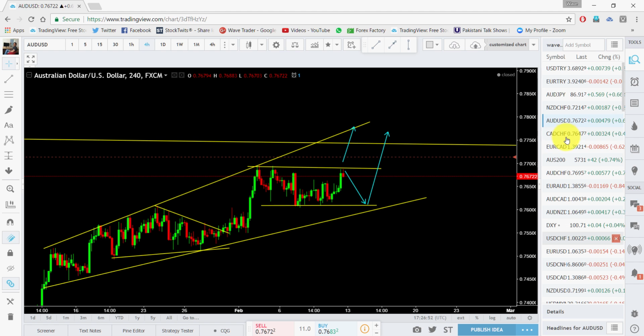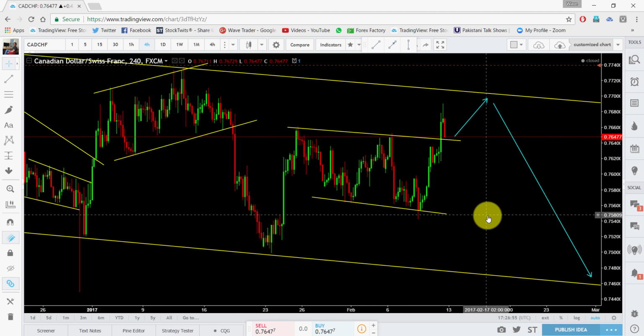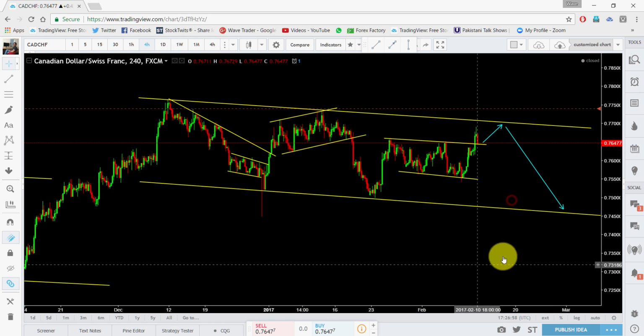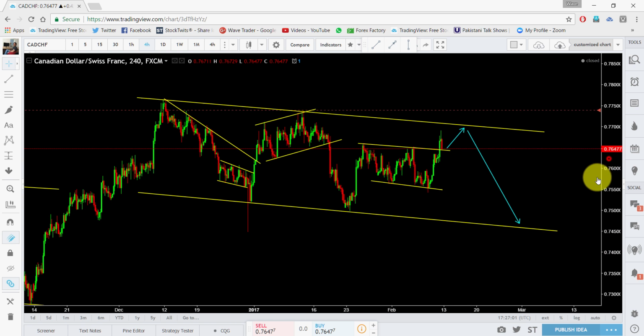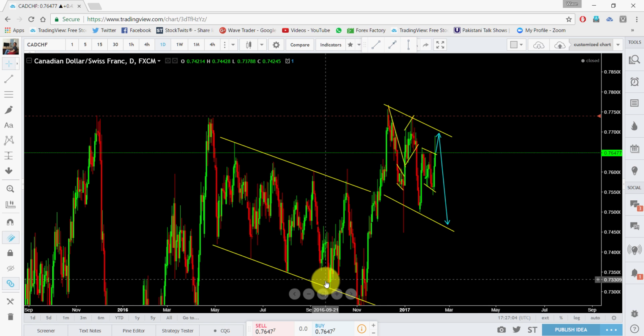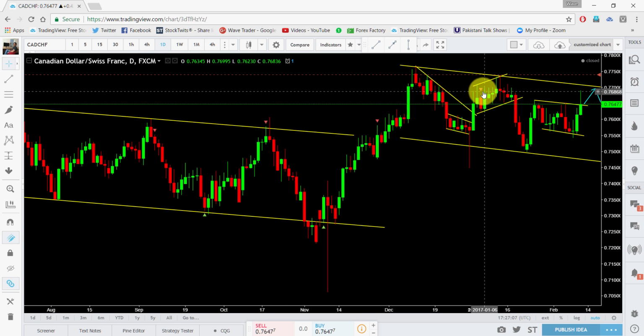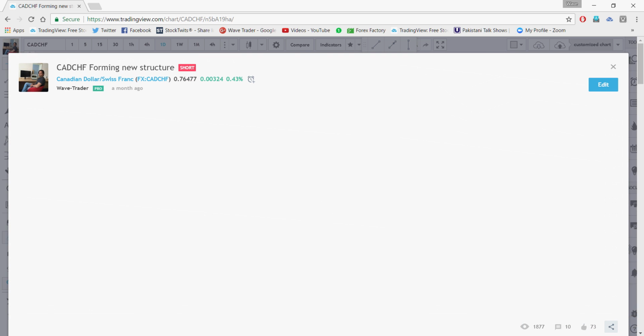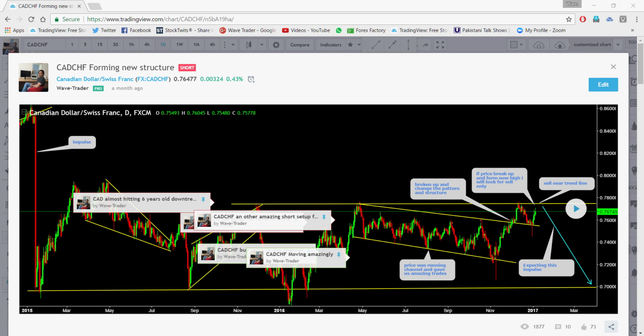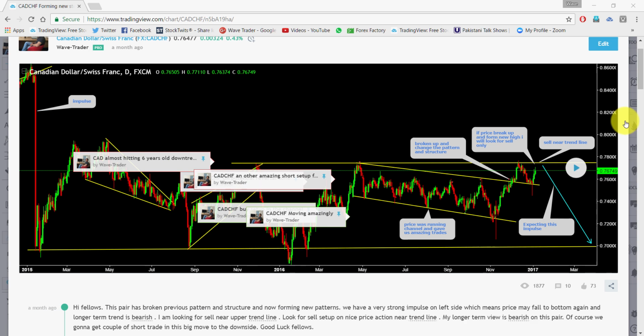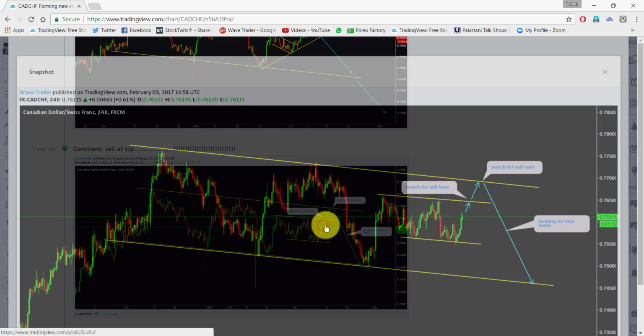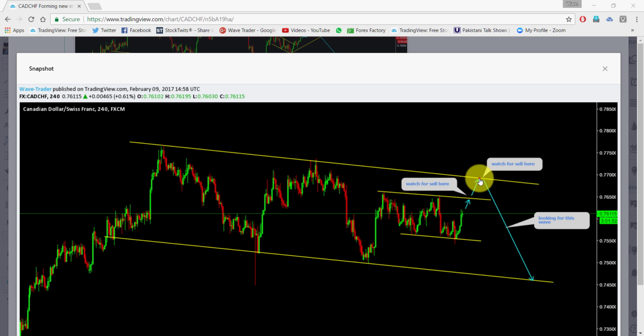So the next pair is CAD-CHF. Here we got the CAD-CHF at the top again. We can see that it is forming another opportunity. We were looking for price to come to the top again and then sell. We can see that price is testing the top again. We were anticipating price would test the top again. We can see that price was forming a flat trend continuation pattern. So we will sell, we will sell for this move, for this wave.